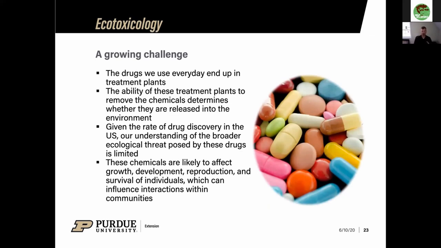So again, this is a growing challenge. The drugs that we use every day are going to end up in these treatment plants, and it really falls on the treatment plant to remove those chemicals before getting out into the environment. And again, they're under limitations in terms of funding and their technology to be able to remove many of these. And also keep in mind, we're discovering drugs at a high rate. So our understanding of the broader ecological threat posed by many of these drugs is very limited. Okay, and importantly, these chemicals are likely to impact growth, development, reproduction, and survival of individuals, and this could play an important role in influencing interactions within communities as well as ecosystems.